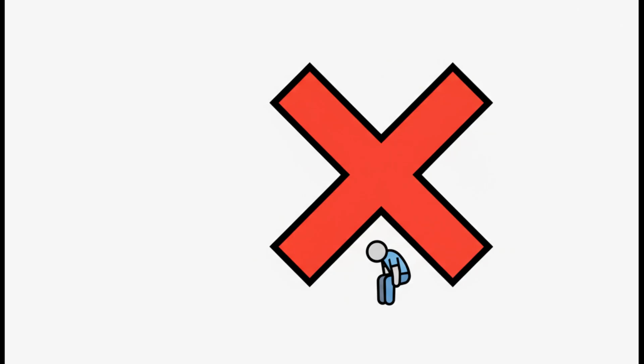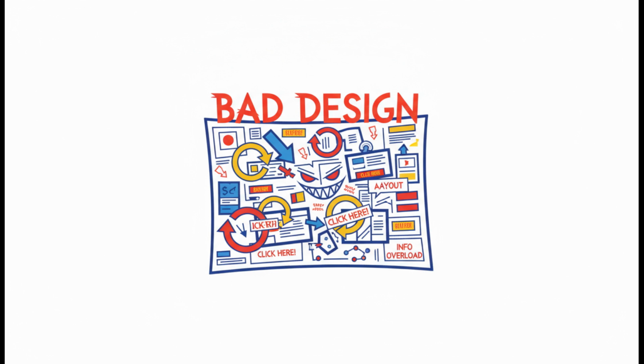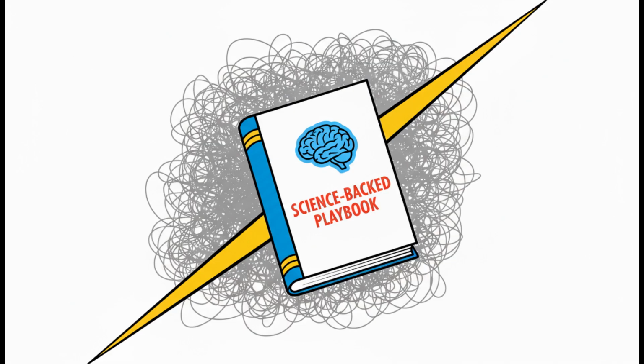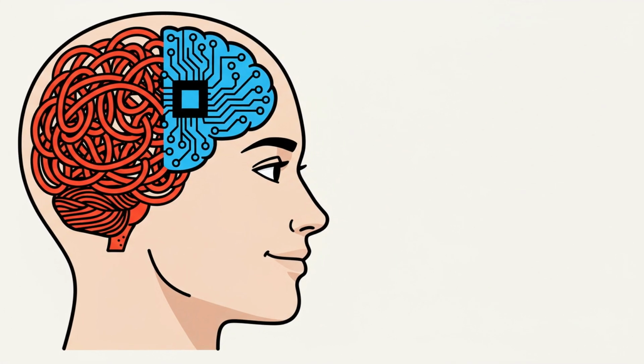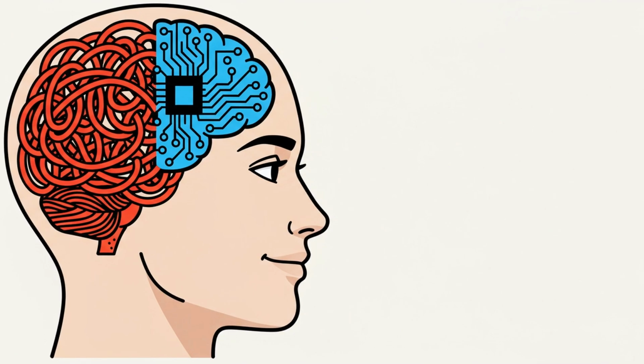What if I told you it's not a you problem? What if the real issue is the way the information is designed? And what if there's a science-backed design playbook that can slice through that noise and give you the kind of instant clarity that feels like a brain upgrade?